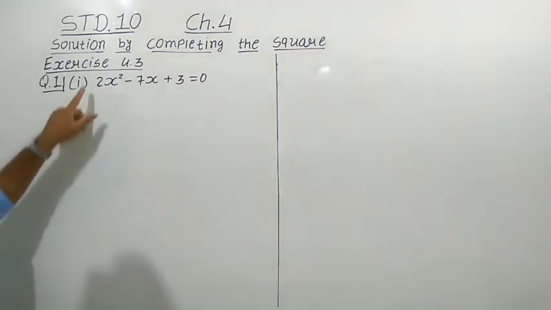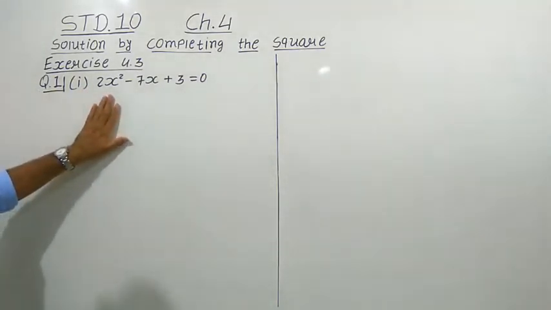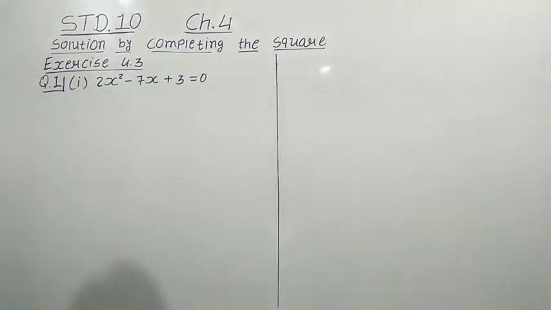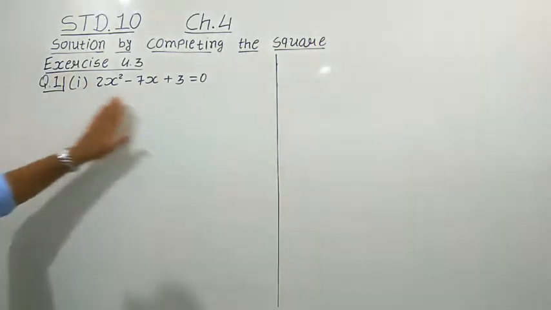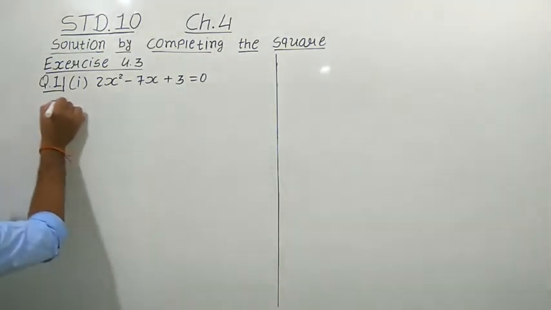So this type of sum we have to start from the first term. First we have to check whether it is a perfect square or not. Here it is not a perfect square. So how can we make it a perfect square? I have told the two methods: either we can divide all the terms by 2, or we can multiply by 2. So here let us multiply by 2.